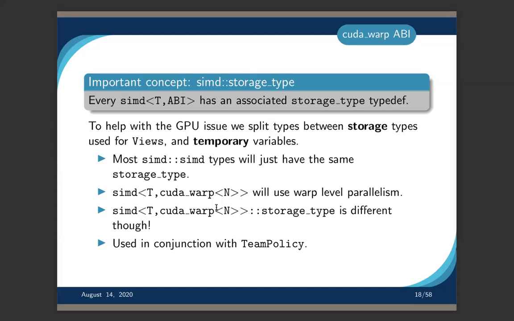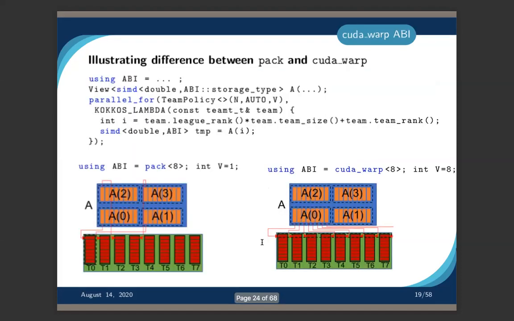And that's in particular true for the CUDA warp ABI. The CUDA warp ABI is a very explicit thing. Essentially what we say is we will use warp level parallelism inside of it. Effectively, we actually use the thread vector range inside of it. So every operation with a SIMD type of this type will actually have a nested thread vector range in it. And so what you do is you use that in conjunction with the team policy. But let's look at that a bit more to make it clearer, hopefully.